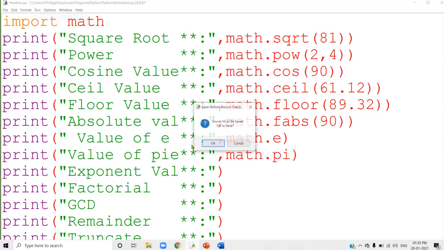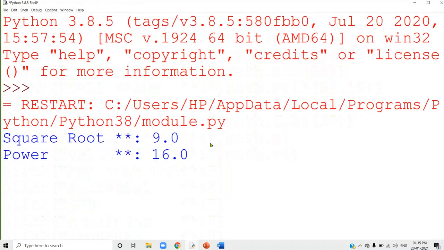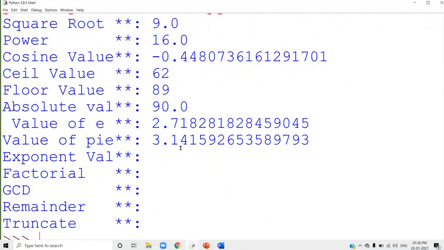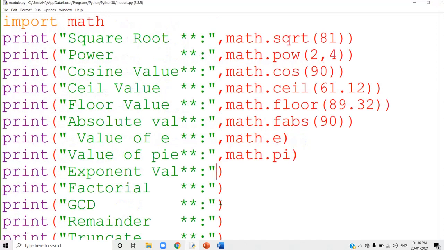Math dot pi will be 3.14. You know that. Now the next one is exponent.